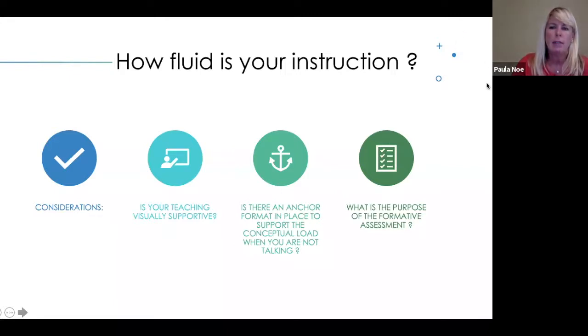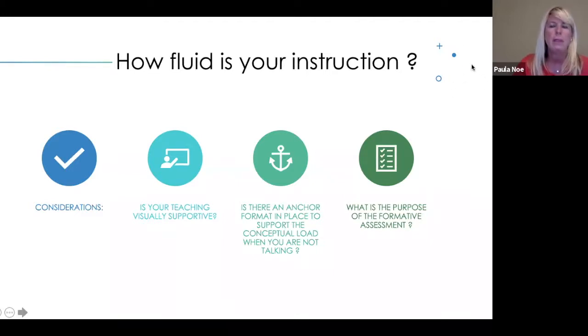And so I think you need to take some things into consideration, like, is your teaching visually supportive? When you talk or you engage with students, is there an anchor format in place to help support that conceptual load for your teaching when you're not talking? Much of the time, I hear teachers say, well, I'm explaining that. And I will say back to them, I hear you, but when you quit talking, what story are they playing in their head? Do they have a system and a format to be able to break down the information in such a way that they can process it in an unknown situation? That's what I mean about format during a conceptual load.